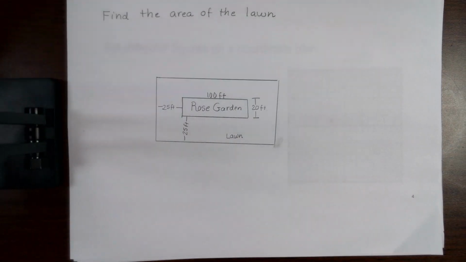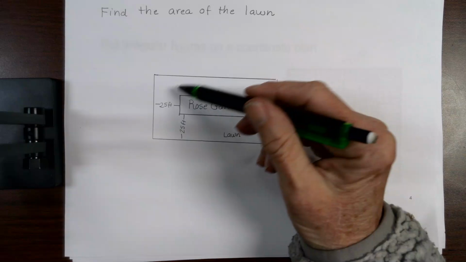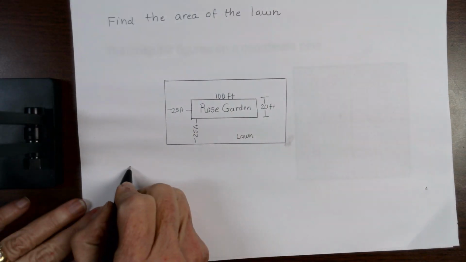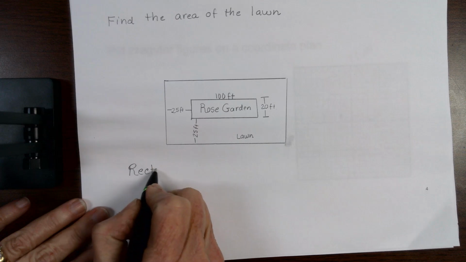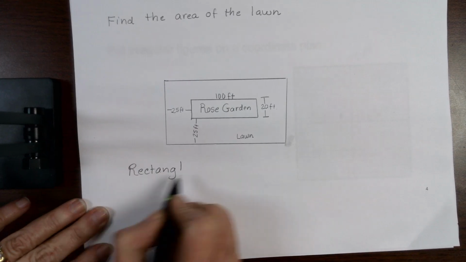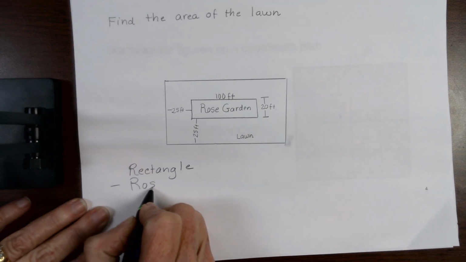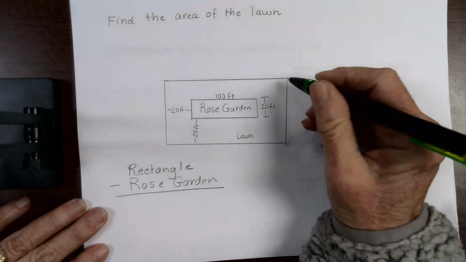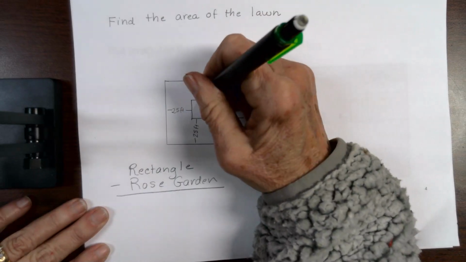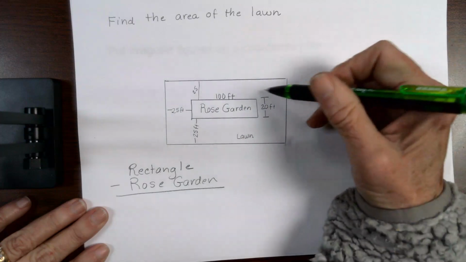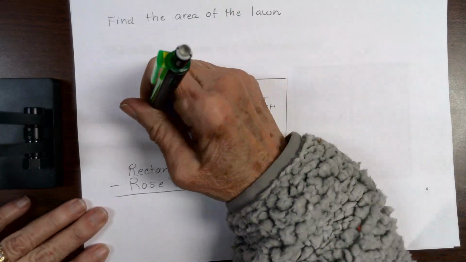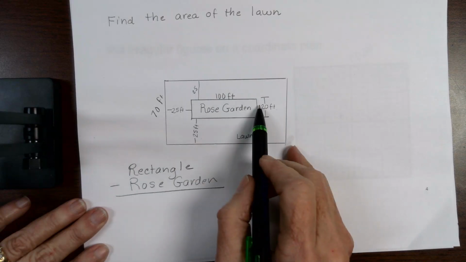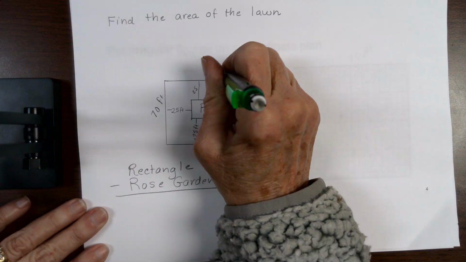There's another example. Need to find the area of the lawn, which is this area around here, and I assume that the rose garden is centered. So I've got this rectangle minus the rose garden is going to give me my area of my lawn. Okay, so this rectangle, if I assume this is 25, this is also 25, and this is 20. So I've got 50 plus 20, so this is 70 feet right here. Then I've got 100, 25, 25 more on this side, so I've got 150 right here.